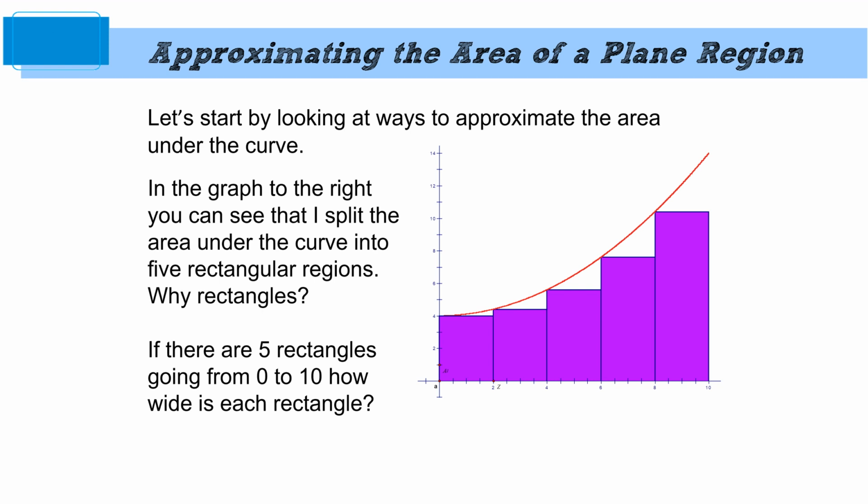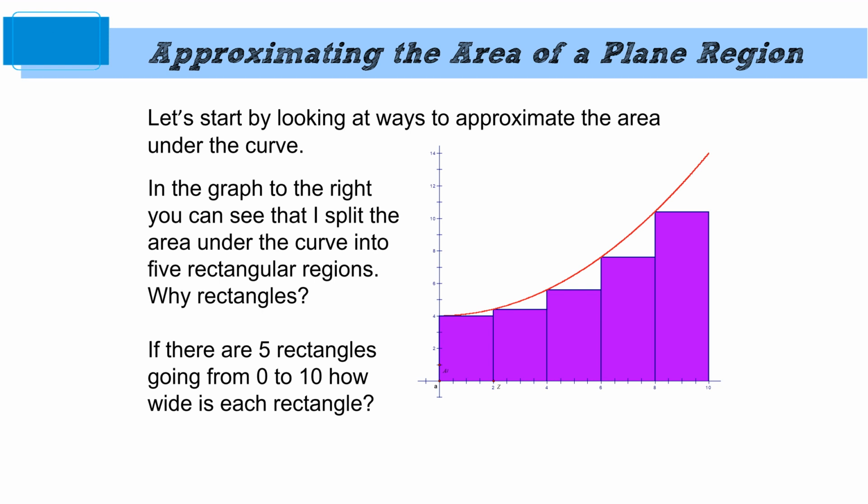Okay, good. If I have 5 rectangles, and I go from 0 to 10, how wide is each rectangle? 2. How'd you get that? 10 minus 8. Say it loud, say it proud. 10 minus 8. No. Wait. The answer is 2. Well, why is it 2? Yeah. Well, you can use 10 divided by 5 because there's 5 boxes.